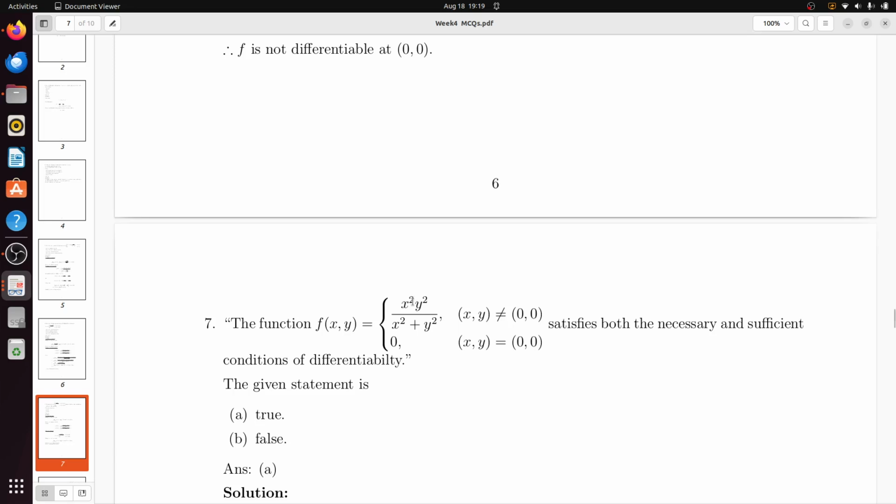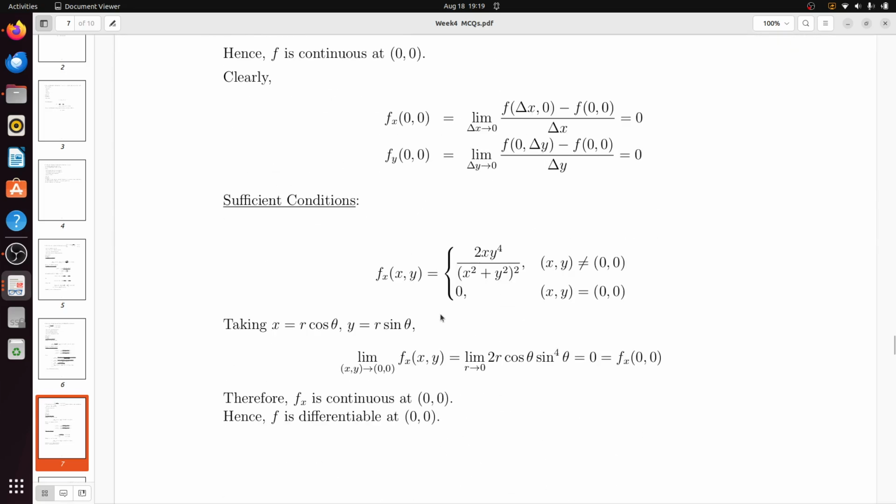You need del f del x, right? How to get del f del x? So 2x into y square by x square plus y square minus x square into y square into 2x divided by x square plus y square whole square. If you simply do some algebraic manipulations, you are going to have fx(x,y) to be 2x y to the power 4 by (x square plus y square) whole square.